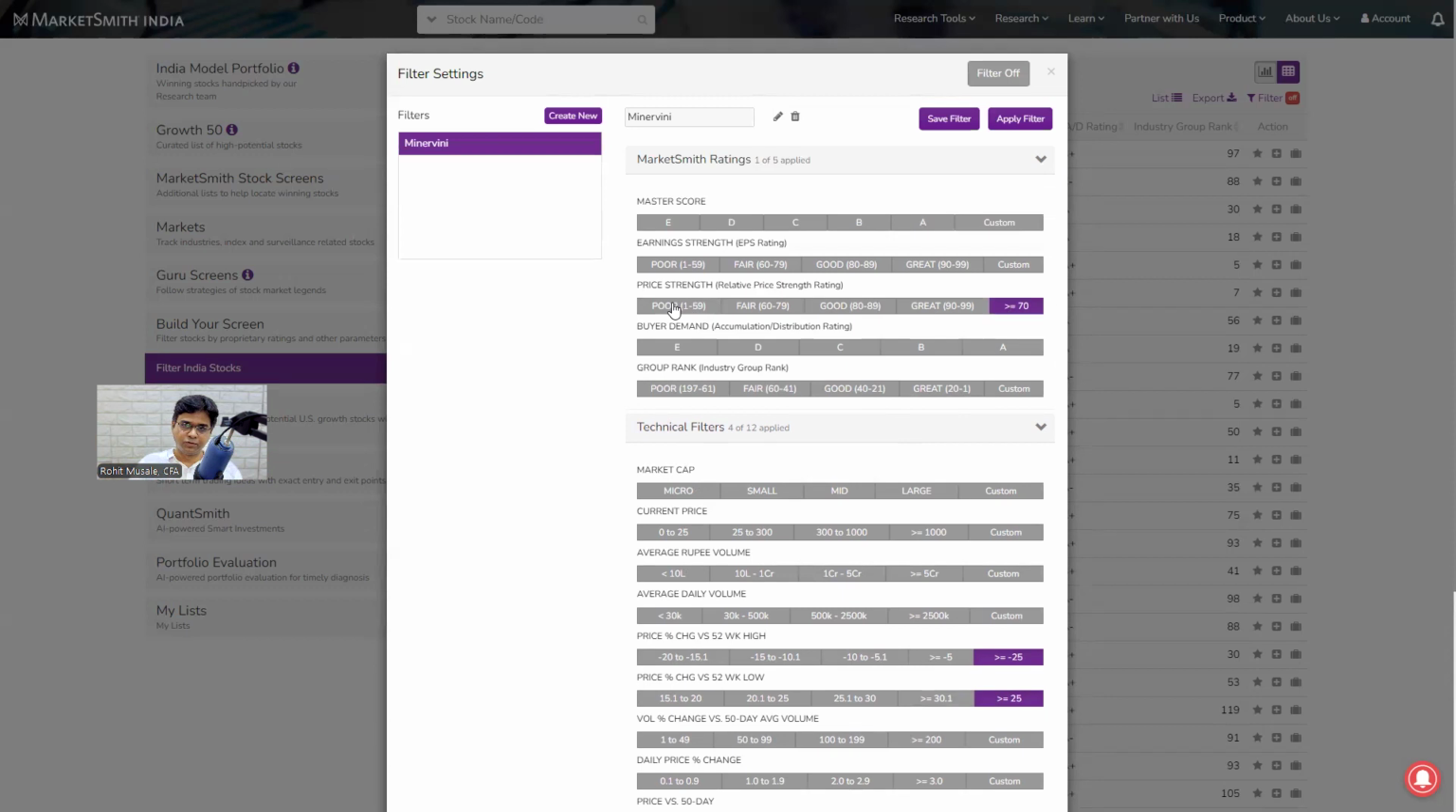Number one, the relative price strength of the stock has to be more than or equal to 70. So this is the basic criteria that he uses. So let's say there is a stock which has a relative strength of 75. What does that mean? It simply means that that stock has done better than 75% of all the stocks in the Indian stock market on a 52-week performance basis. Or in other words, the 52-week performance of this particular stock is better than 75% of all the stocks in the Indian stock market.